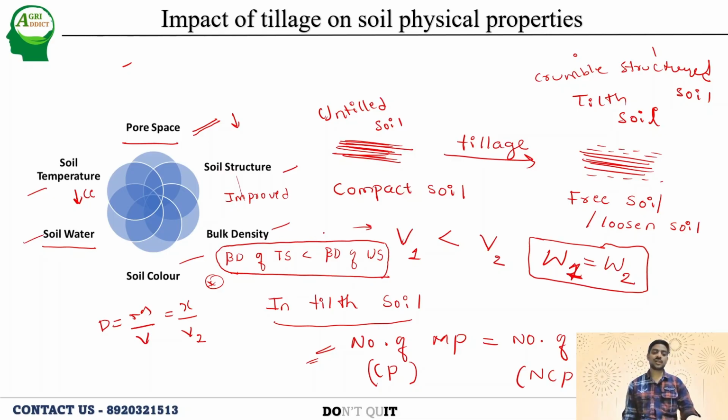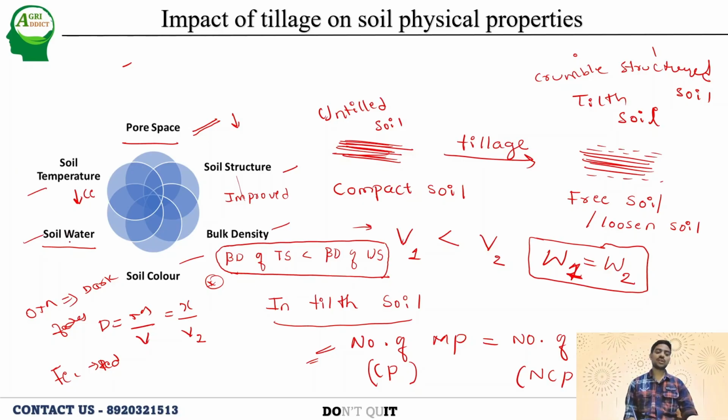Next, talking about soil color, it mainly depends upon the organic matter. If organic matter is more, the color is dark. And if this organic matter undergoes decomposition, the color fades. And if the soil is rich in minerals like iron, the soil will be red. Right? This is how you can understand it.